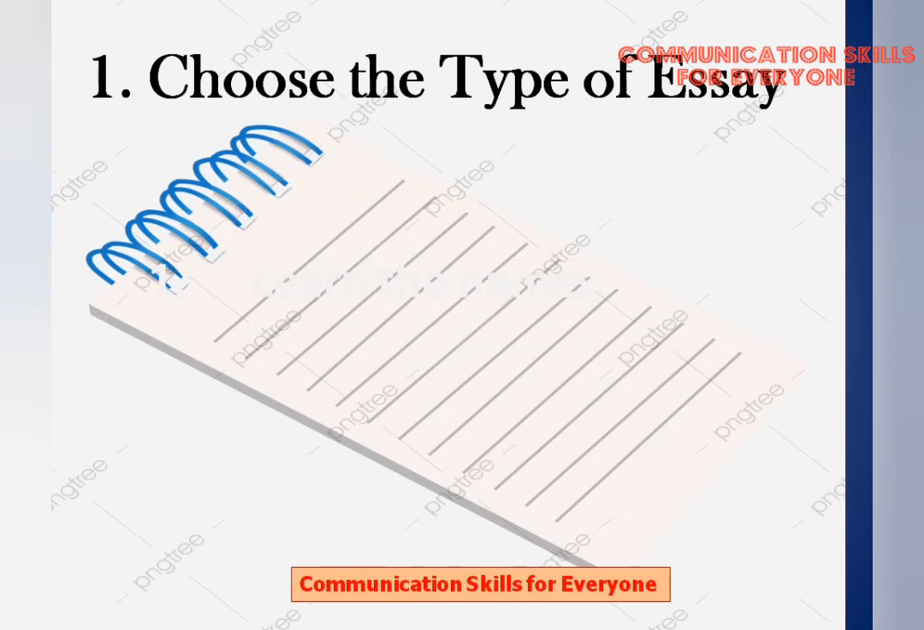The first one, choose the topic of the essay. The first step in writing an essay is to define what type of essay you are writing. There are different categories of essays, like the narrative essay. It's narrating a story or imparting information about a subject in a straightforward, orderly manner, like in a story.